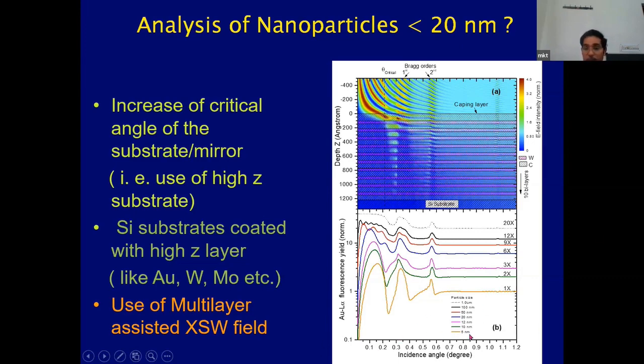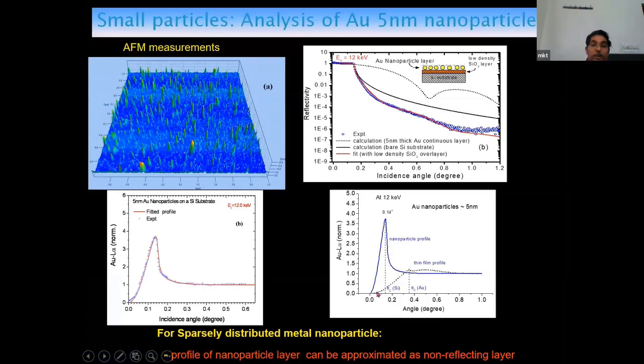So you see, this is what we have. I don't know whether it is visible. By using the multilayer assisted field, we can analyze particle sizes up to 5 nanometer, 5, 10, 12. This size, no issue. So we confirmed this technique.